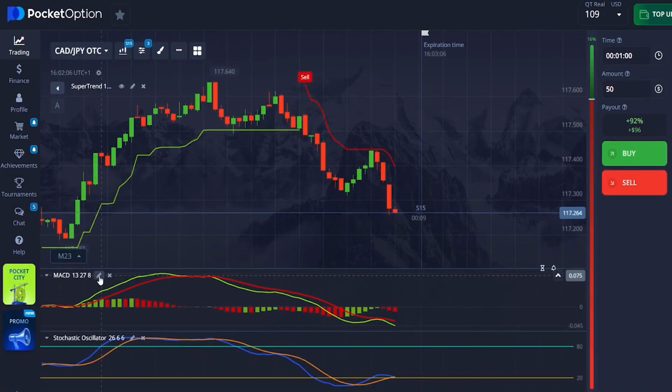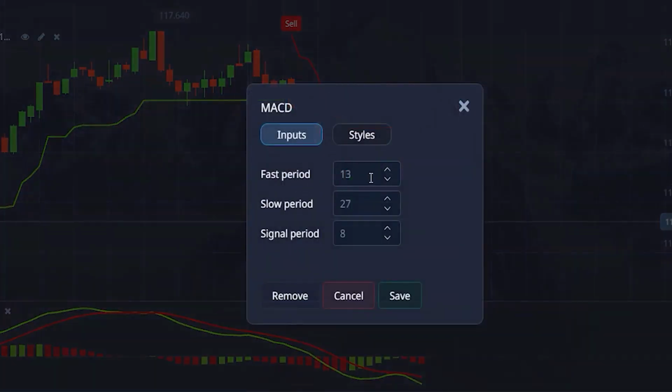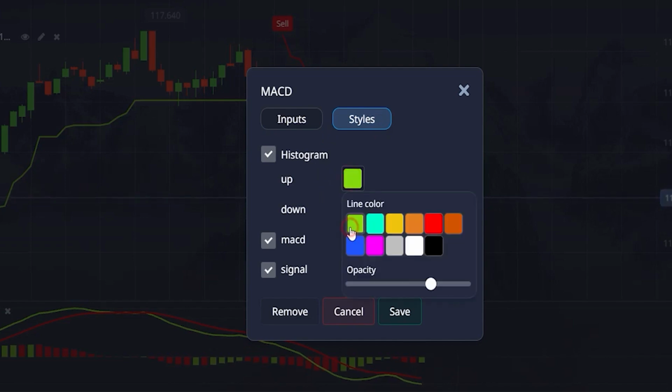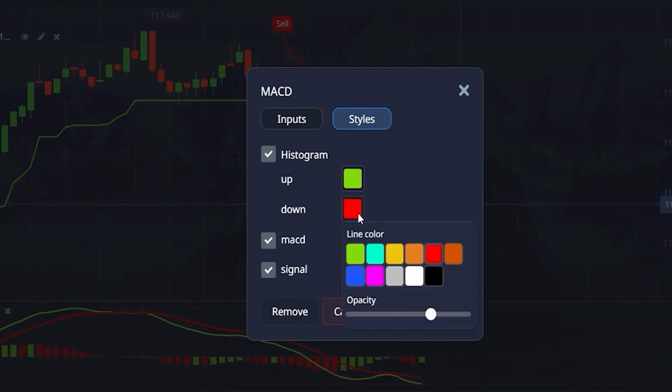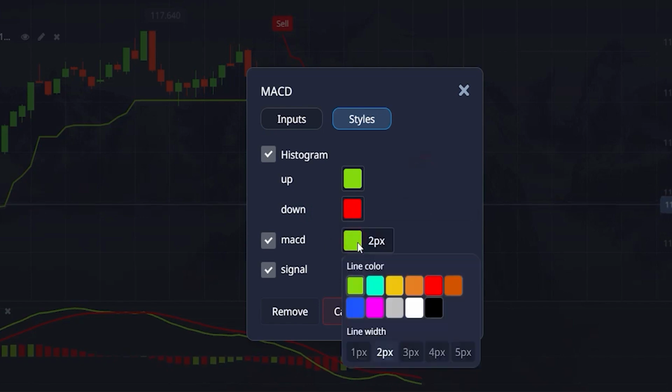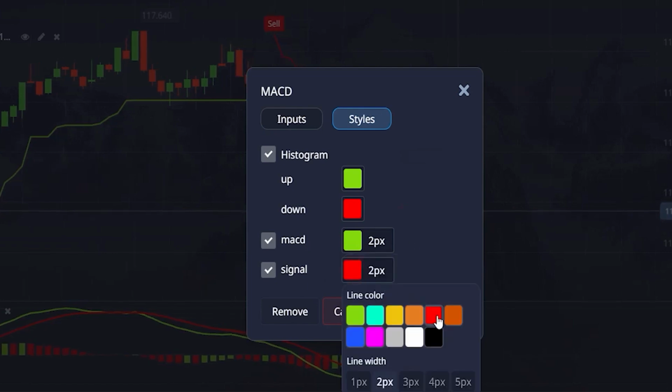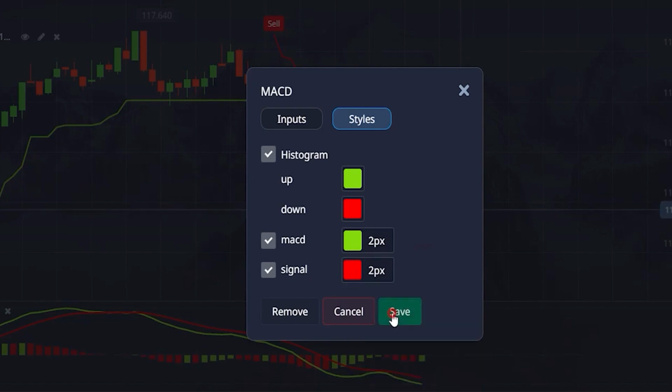My MACD comes with the settings of the fast period as 13, the slow period as 27, while the signal period as 8. Right here on the style level at the up section of the histogram, I'm going to be using a green color, while the down section I'm going to be using a red color. The MACD line I'm going to be using a green color and I'll set it on 2 pixels, while the signal line I'm going to be using a red color and I'll set it on 2 pixels as well. So when I'm done, I'll click on save.